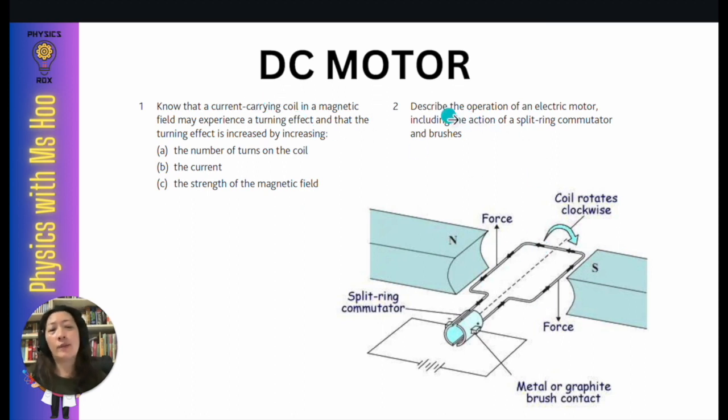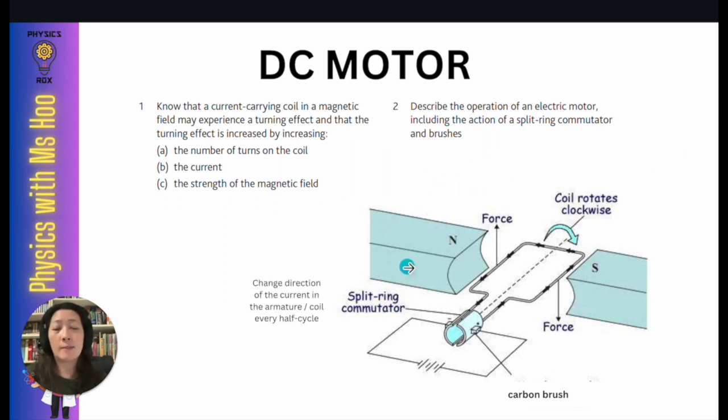You also need to be able to describe the operation of an electric motor, including the action of a split ring commutator and brushes. So what this means is that you need to be able to state the functions of the split ring commutator and carbon brush. And how you can write the functions is like this. For a split ring commutator, you can say that it changes the direction of the current in the armature or the coil every half cycle.